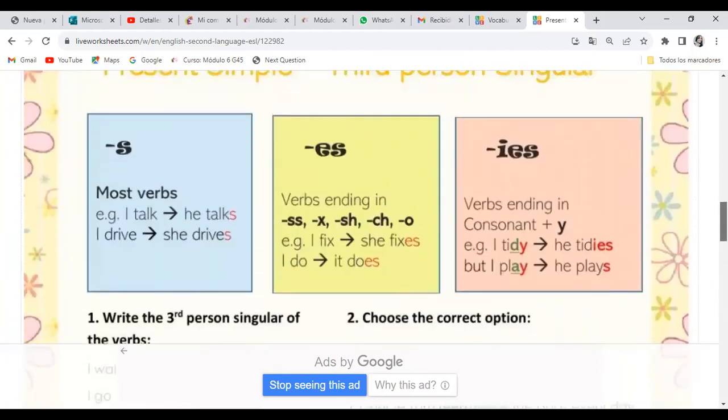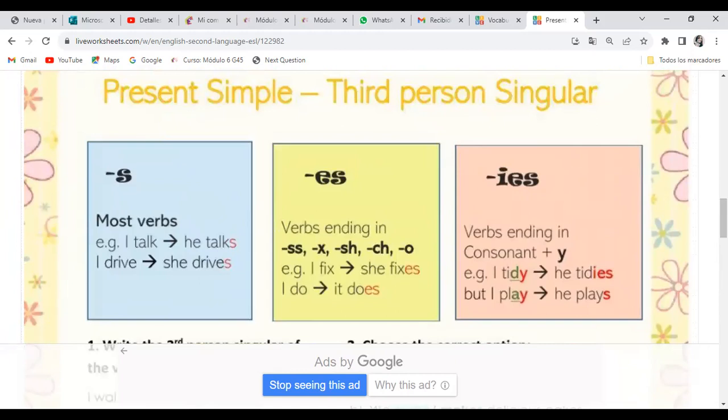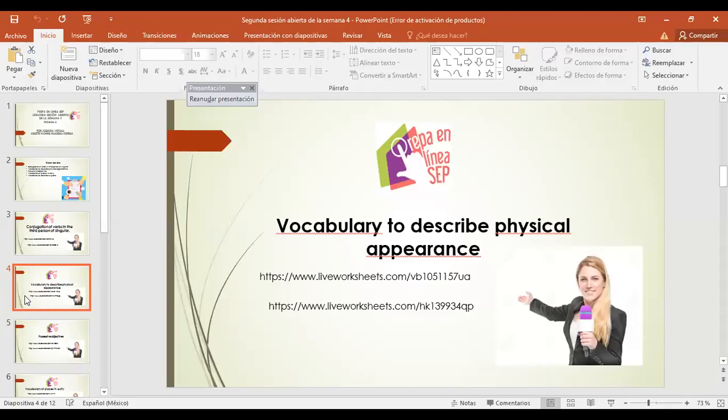Okay, guys. Well, now let's go back to the presentation. And we have already seen the conjugation of verbs, so that is over now. And now, guys, we are going to revise how to describe a person in terms of physical appearance. And for that, guys, I'm going to show you an exercise about vocabulary that you can use to describe a person in terms of physical appearance. So wait a second, I'm just going to show it to you now. I'm going to share it.